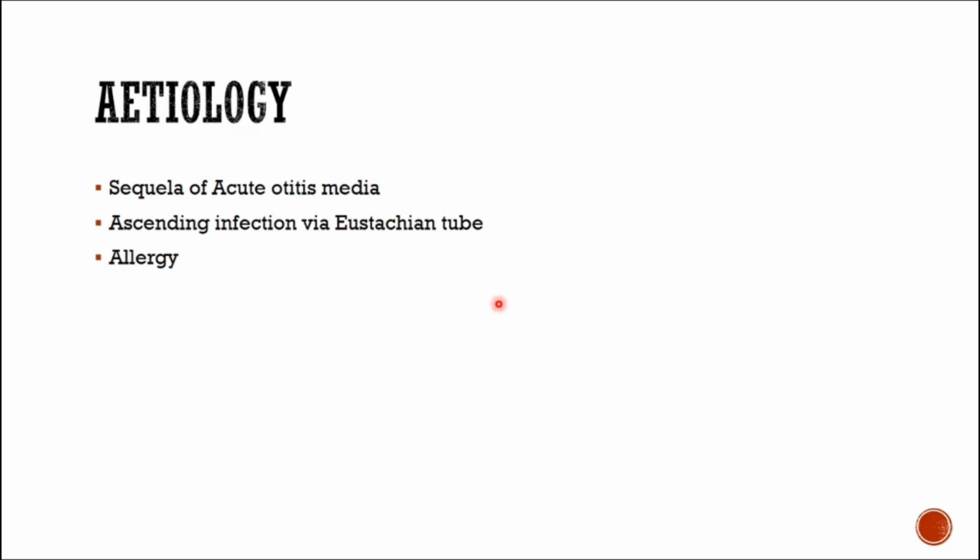The other cause is that any infection in the nasopharynx, nasal cavity or paranasal sinuses can ascend via the eustachian tube. And not just the nose and nasopharynx, any infection of the pharynx and tonsil can also ascend via the eustachian tube. And if anybody has a persistent allergy for a longer duration of time, they will also have a mild grade of inflammation in the middle ear cavity, leading to permanent perforation of the tympanic membrane.